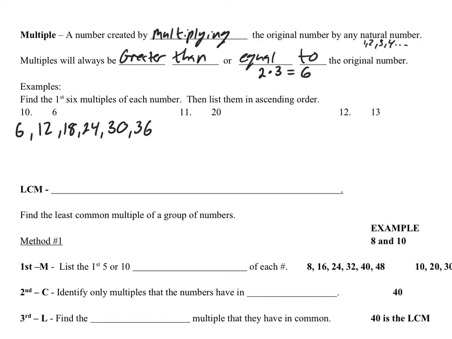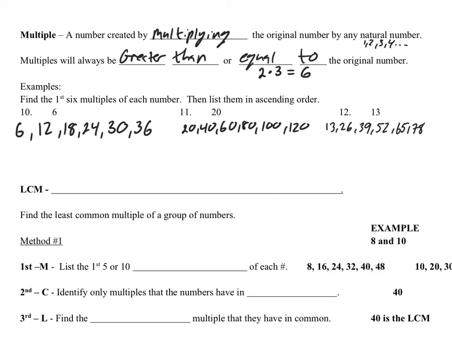So pause the video, try the same thing with 20 and 13 on your own, and then come back and check your answers. Okay, so we should have gotten 20, 40, 60, 80, 100, and 120. And then for 13, we should have gotten 13, 26, 39, 52, 65, and 78.